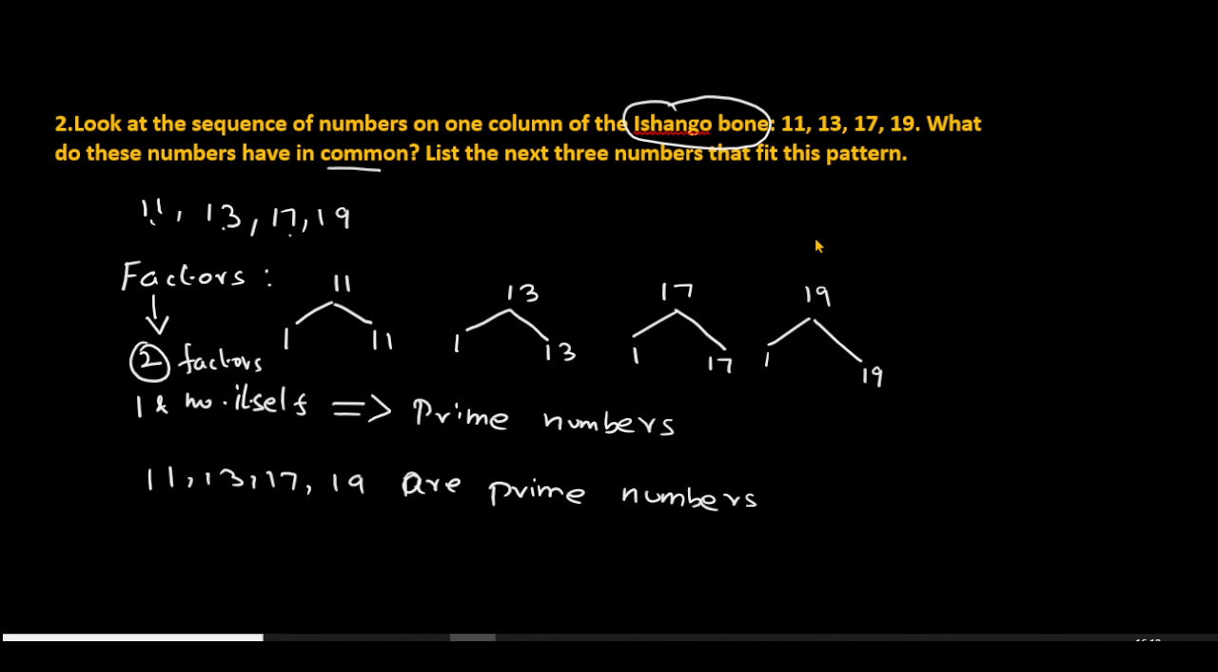So you must know the prime numbers, at least 1 to 100. The next prime number is 23, and the next is 29, then 31, then 37, like that. They are asking, look at this, list the next three numbers. So the next three prime numbers are these. Like this you can continue the pattern, only the prime numbers.